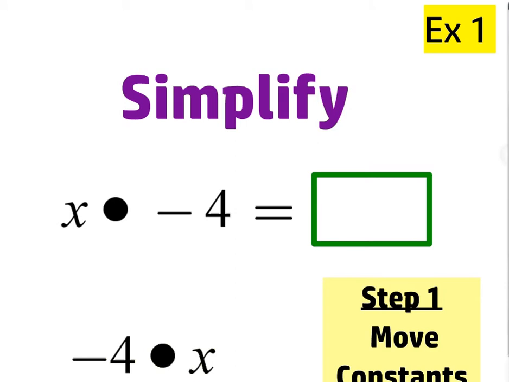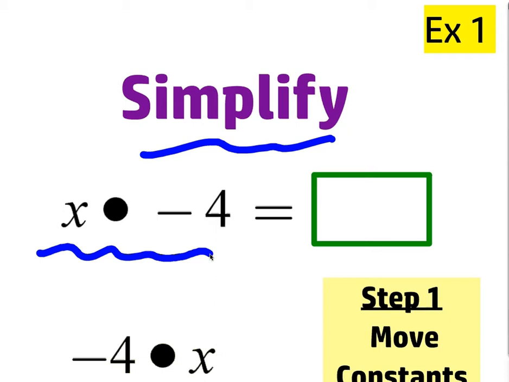Simplify. Does anybody remember what that means? That means to make short or as simple as possible. X, so some number x times negative 4. So I'm going to break it down for you into 5 easy steps.